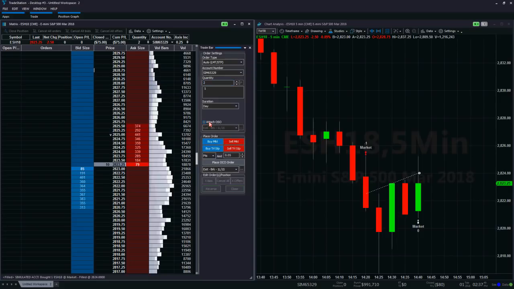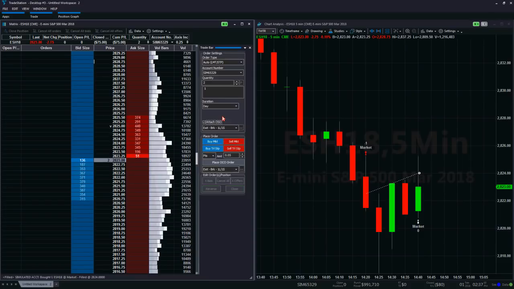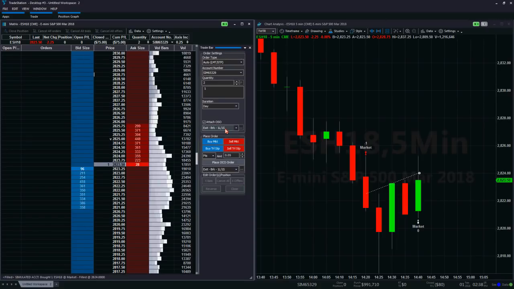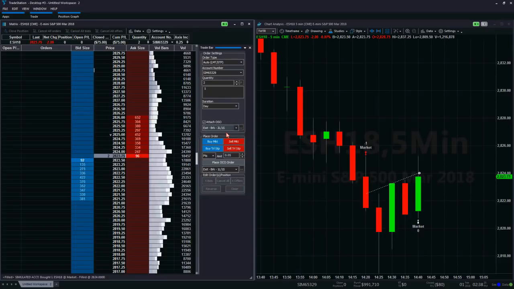First of all, I'm going to put a check here where it says attach OSO, which is the ability for you to send multiple orders at once. So what is it that I'm attaching? By the way, OSO stands for Order Sends Order. I am attaching whatever is in this drop-down, which is an exit bracket with one limit and one stop. Now, I did say that I wanted two targets. So I'm going to go over here to one of these brackets that is a two limit, one stop, which means that I have two targets and I have one stop.